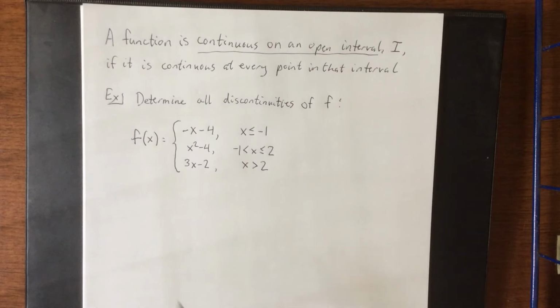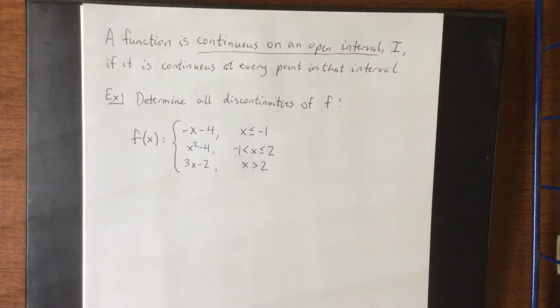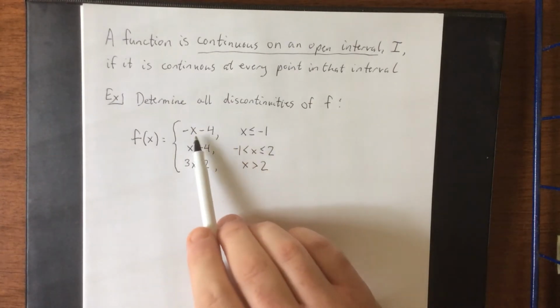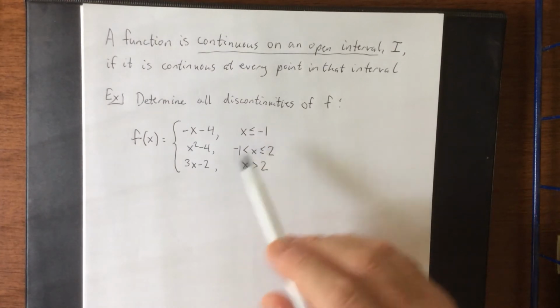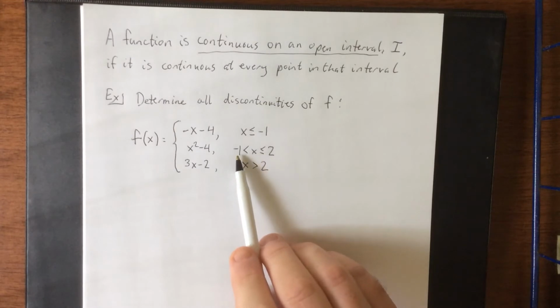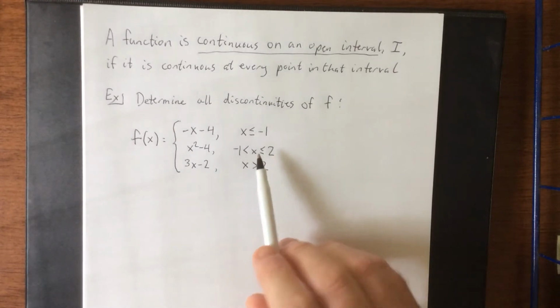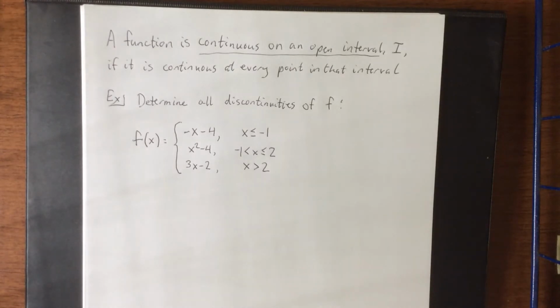So what I'd like to do is determine all discontinuities of the following function, f. So f is defined piecewise. F of x is going to be negative x minus 4 as long as x is less than or equal to negative 1. It's going to be x squared minus 4 as long as x is greater than negative 1 but less than or equal to 2. And it's going to be 3x minus 2 as long as x is greater than 2.